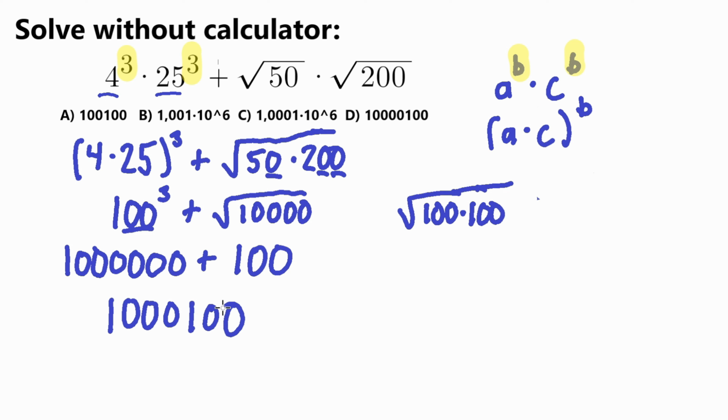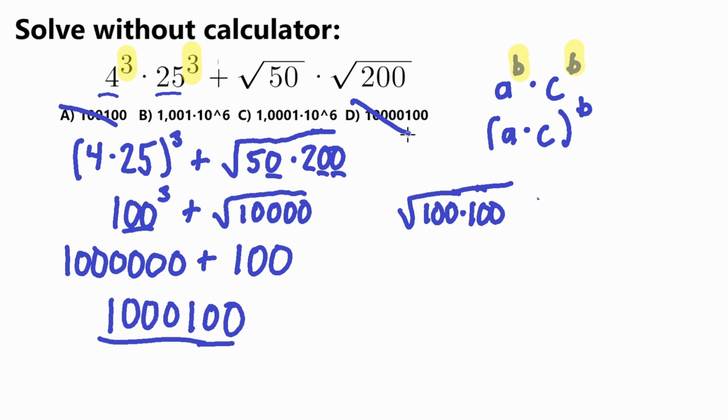But remember, this is a multiple choice question, so we need to figure out which is the corresponding letter to our answer. So let's look at A. A is 100,100. We have more zeros here. This is 1,100,000. So it is not A. A is too small. And D, if you look at it, it has more zeros there. So D is too big. So now that leaves us with either B or C.